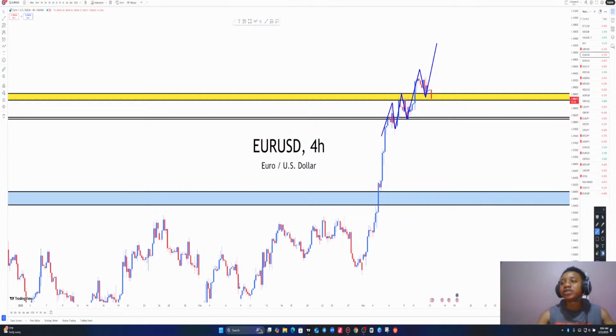Why? Because it knows that it needs to come back for a retest or exhaustion before it can move all the way up. We know that the market does not move in a straight line. So definitely there will be a retest before the cycle continues.